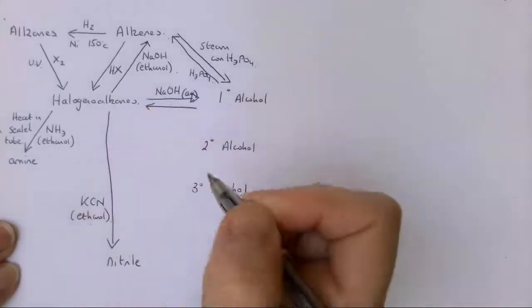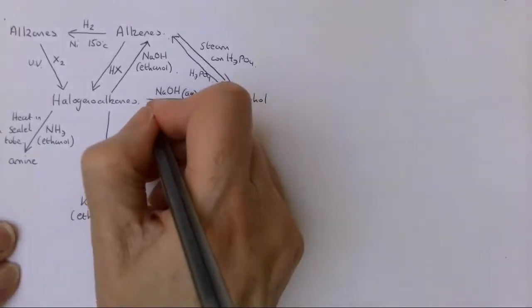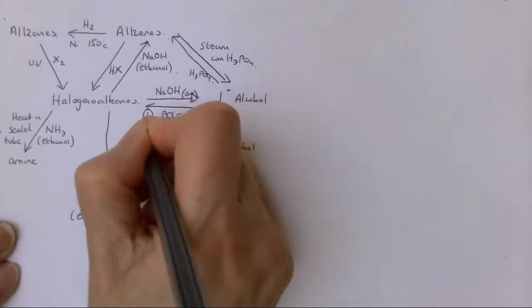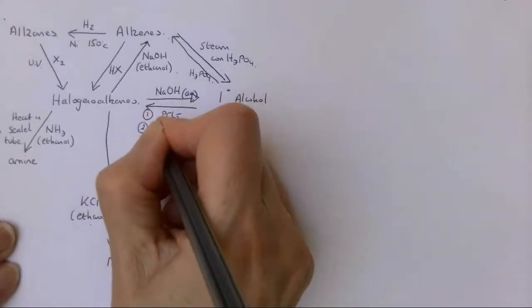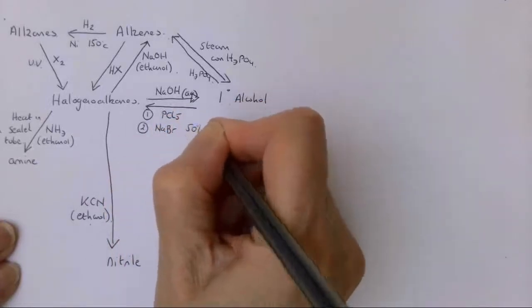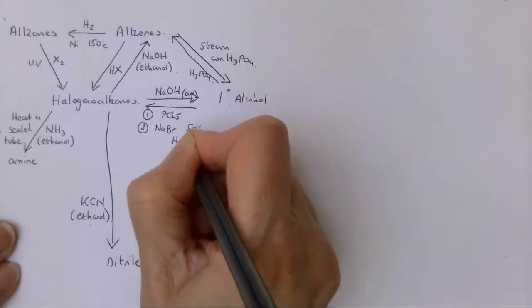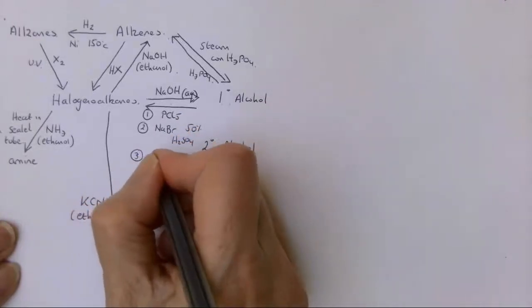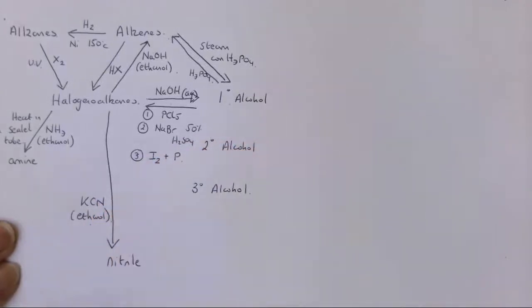Obviously there's different halogens, so I've got different reactions. If I want a chloro, I'm going to use PCl5. If I want a bromo, I'm going to use sodium bromide and 50% concentrated H2SO4, sulfuric acid. And if I want the iodide, I'm going to use iodine and red phosphorus. Okay, so that's that first part done.